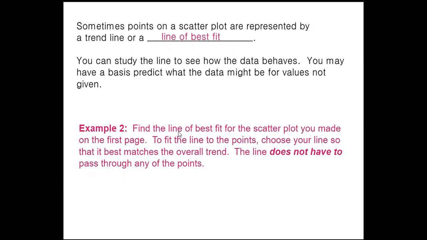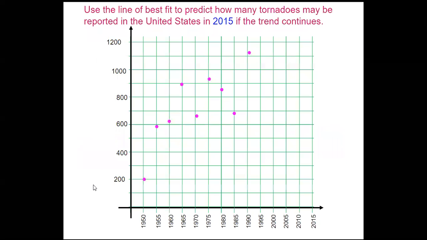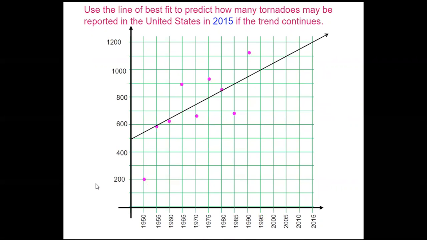Example: find the line of best fit for the scatter plot you made on the first page. To fit the line to the points, choose your line so that it best matches the overall trend. The line does not have to pass through any of the points. So this is the example we had at the beginning. Now we want to draw the line of best fit, which will be in the middle of the data. It's not exact; we draw it in the middle of the points.